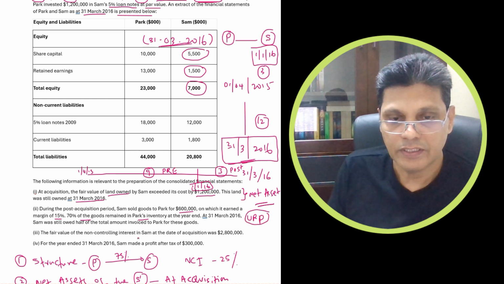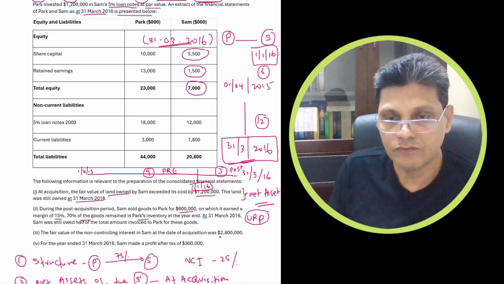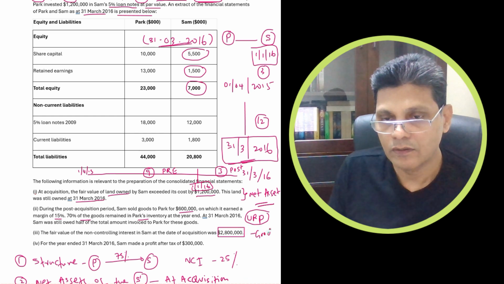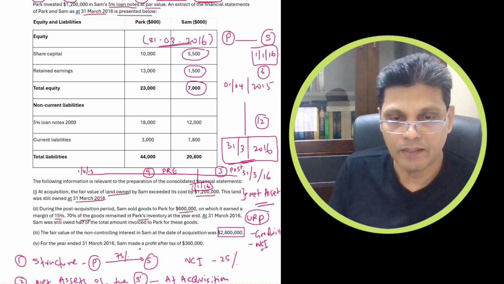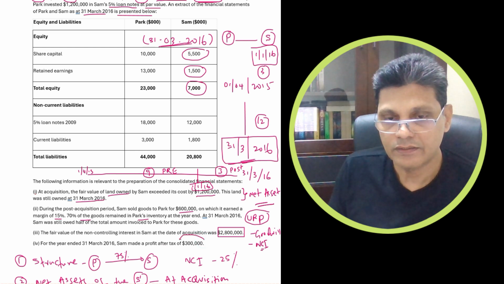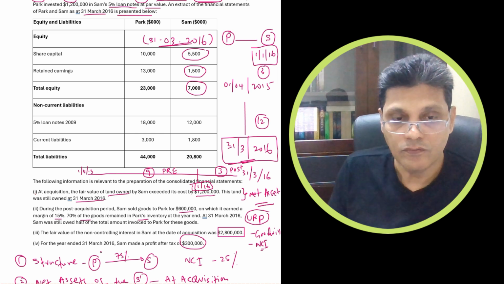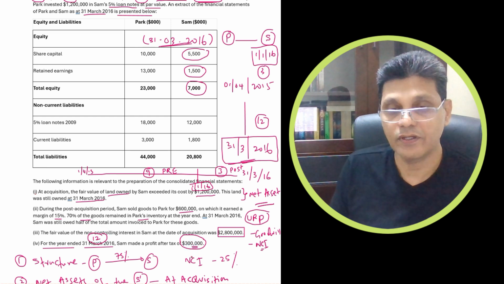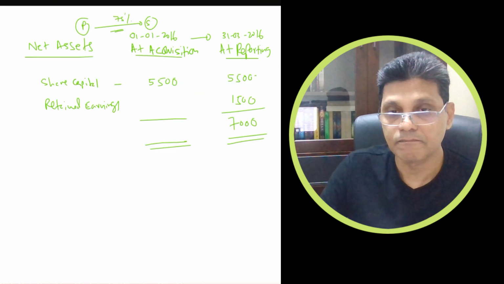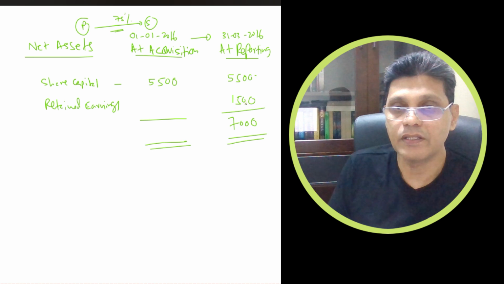The fair value of the non-controlling interest in Sam at the date of acquisition was 2.8 million. So this is also required to calculate the goodwill as well as non-controlling interest. We need to identify the retained profit of non-controlling interest. For the year ended 31st March 2016, Sam made a profit after tax of 300,000. For the year ended means this is for a 12 months period, they have earned a profit of 300,000. Whereas if you look at the total profit, 1.5 million.